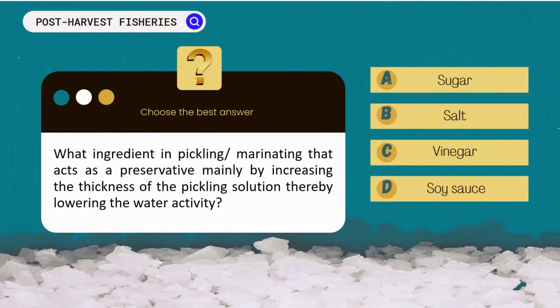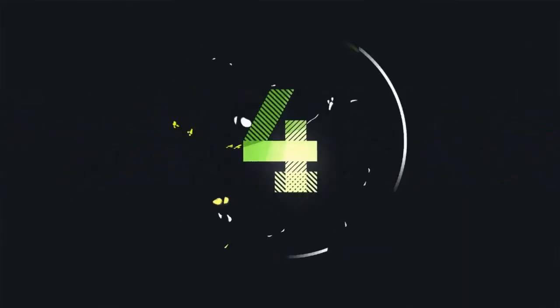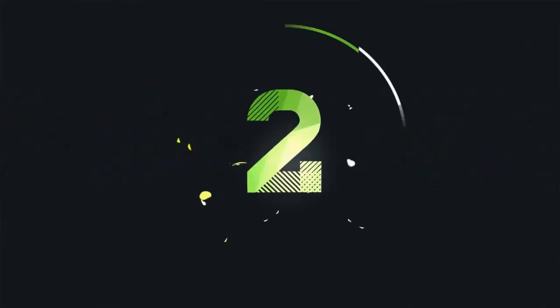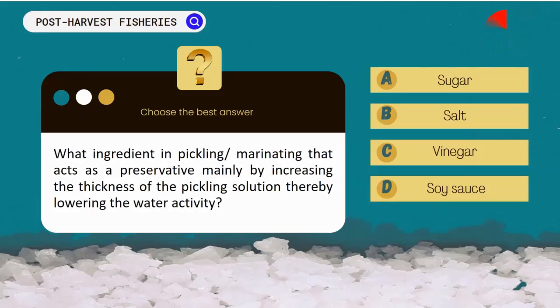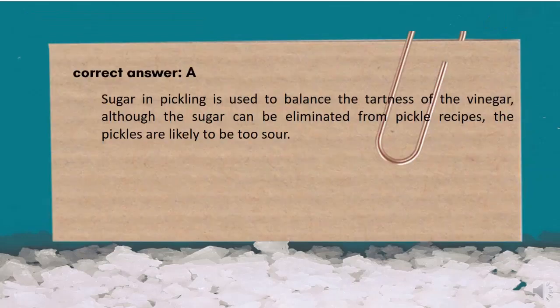What ingredient in pickling, marinating acts as a preservative mainly by increasing the thickness of the pickling solution, thereby lowering the water activity? A. Sugar. B. Salt. C. Vinegar. D. Soy sauce. The correct answer is A. Sugar in pickling is used to balance the tartness of the vinegar. Although the sugar can be eliminated from pickle recipes, the pickles are likely to be too sour.